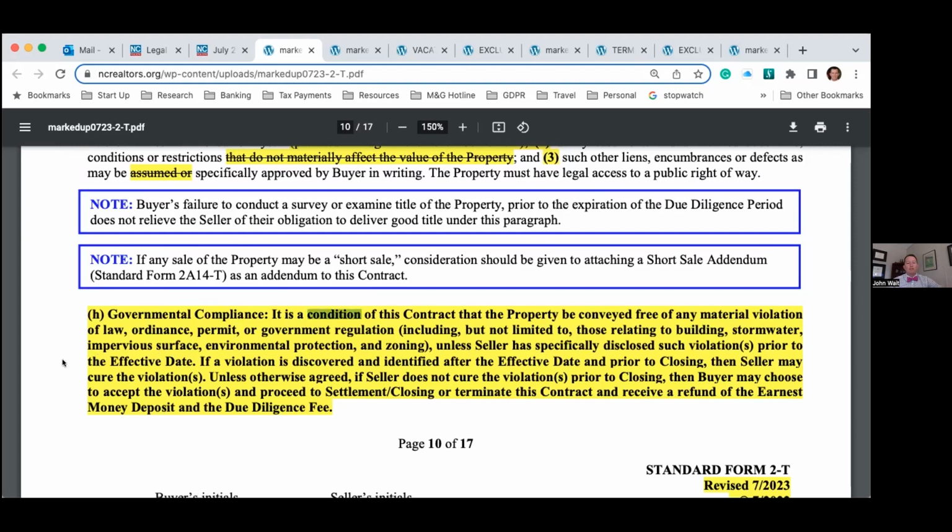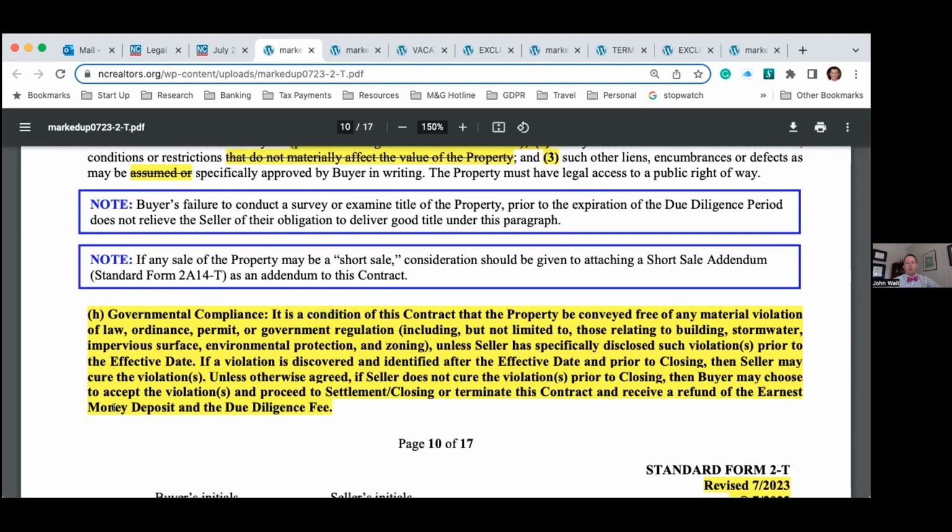And what that means is it operates much like the condition of property at closing. If a property is out of compliance, then this paragraph is going to specify the buyer remedies. Okay, it's not going to be a breach of contract. It just means that the seller is making a representation that the property is going to be conveyed free of any material violation of law, ordinance, permit, government regulation. That's the first line. Okay.